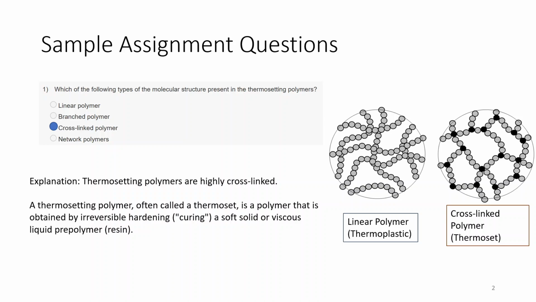In case of thermosetting polymers, they are highly cross-linked. A thermosetting polymer, which is often called a thermoset, is a polymer which is obtained by an irreversible hardening process, also known as curing. And these are the types of structure that are seen in thermoplastics versus thermosets. In case of thermoplastics, you will have linear polymer chains, while in case of cross-linked polymers, you will have cross-linked covalent bonds between various chains, leading to a non-formable type of structure. So you can't recycle cross-linked polymers, while you can easily recycle thermoplastics.